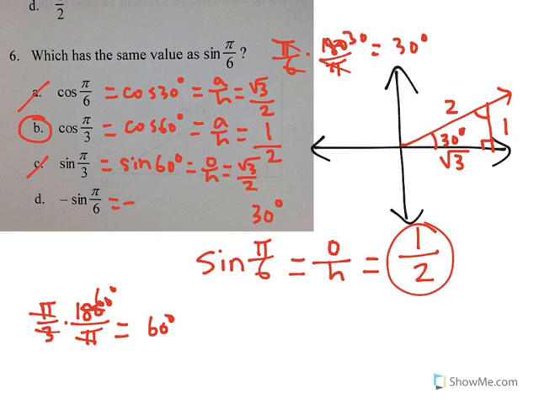And this is going to give you a negative sine of 30 degrees, because we know that pi over 6 is 30, so it's going to give us a negative sine of 30 degrees, which is opposite over hypotenuse again, or negative 1/2. So again, that is not going to give us a value of 1/2. So the only choice that has the correct value is B, which is 1/2.